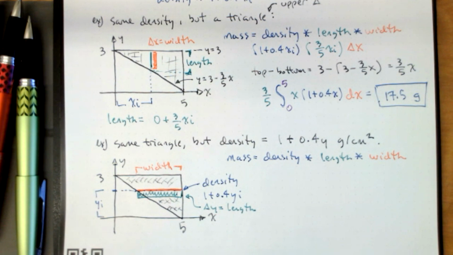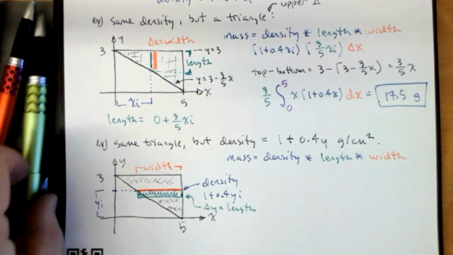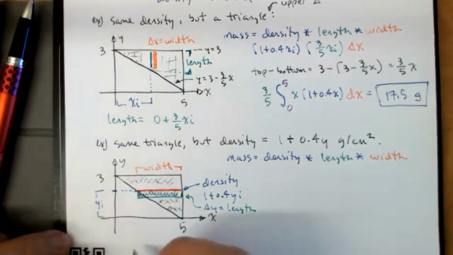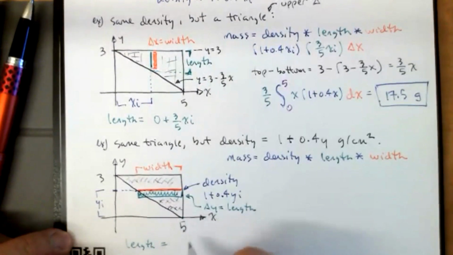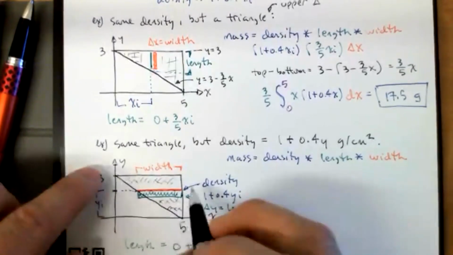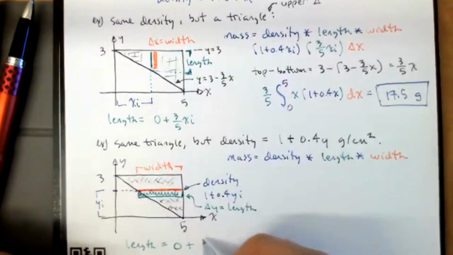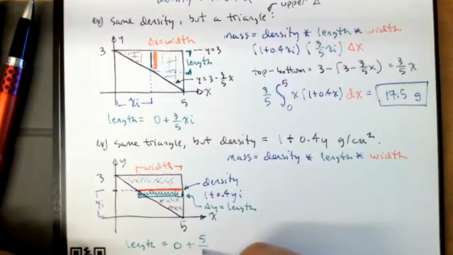Questions? Then we just have to do the same things that we did before. Write the length as a function of y. So when y is equal to 0, the length is equal to 0. And the length will increase by 5. So when y gets to 3, it increases by 5 every 3 units.